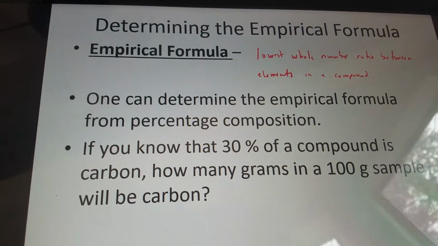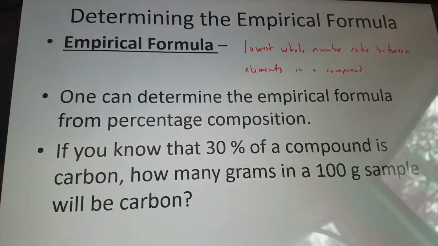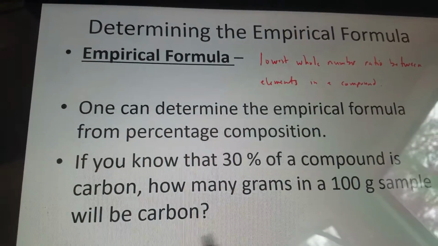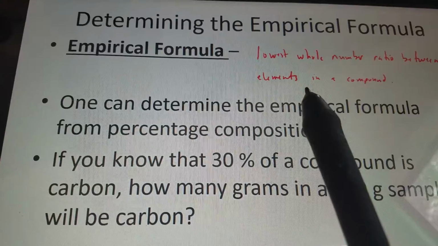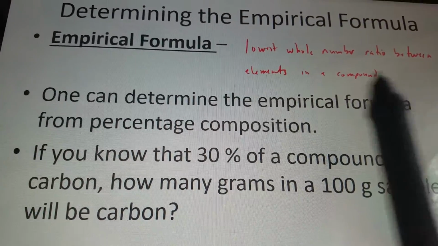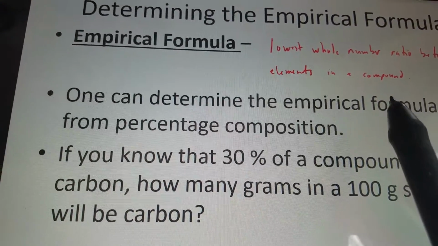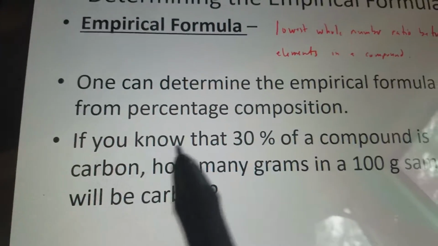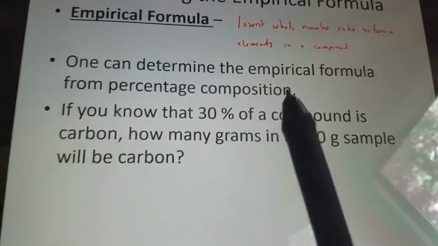Now we're going to look at determining empirical formulas using percentage composition. Your empirical formula, remember, is the lowest whole number ratio between elements in a compound. And you can determine this from your percentage composition.